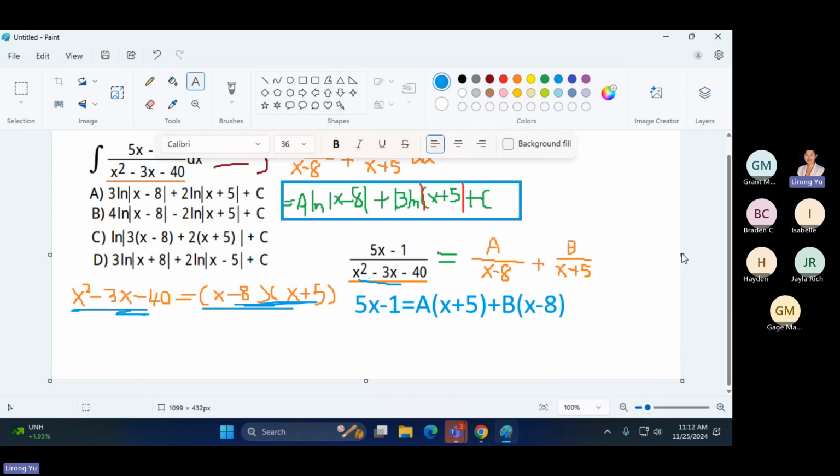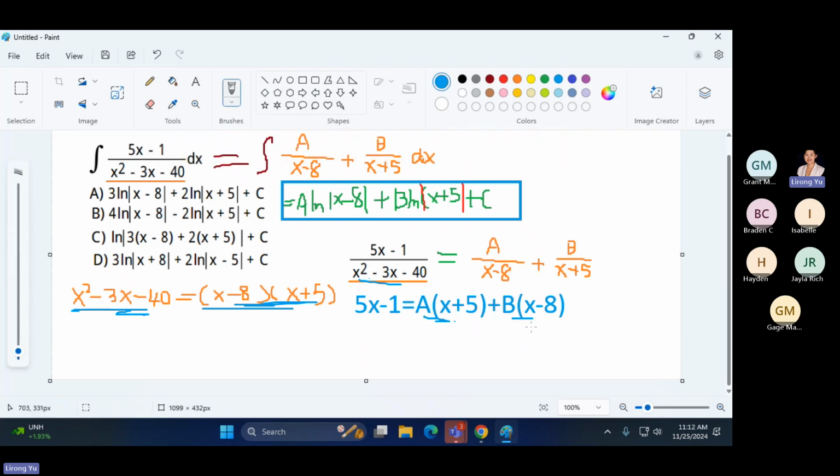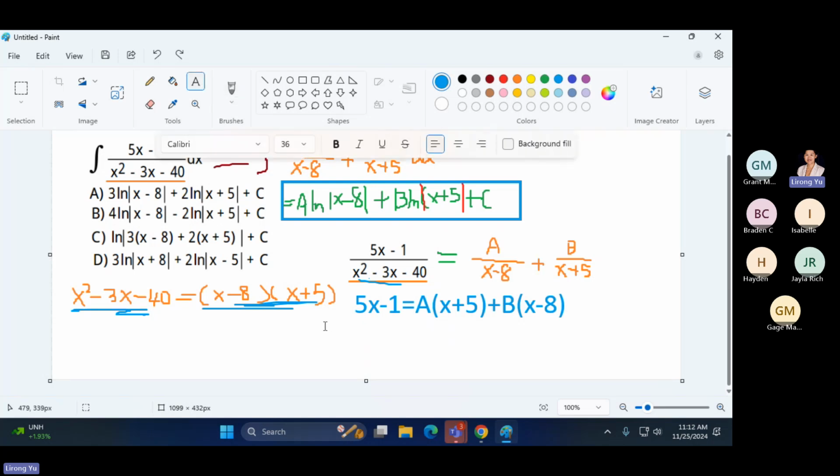So now we can think about matching the coefficients. a is the coefficient for x, and so are a and b. So a plus b should be 5, and then 5a minus 8b is supposed to equal -1 if you match the coefficients. Then I normally would substitute with a number to answer this question, because matching the coefficient of x and the constant would cause you to have a linear system of equations to solve, and that's a bit of a long process. So we're going to make x equal to -5.